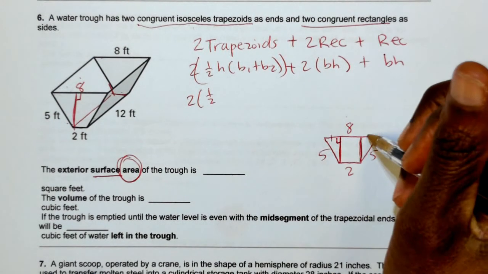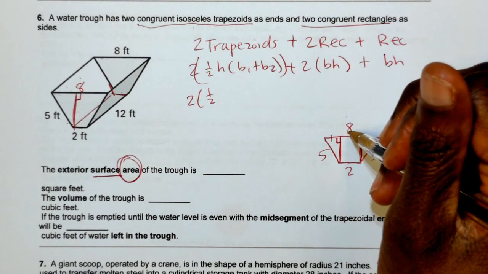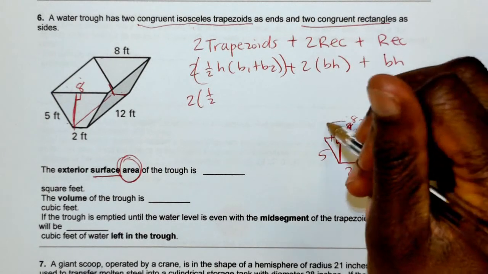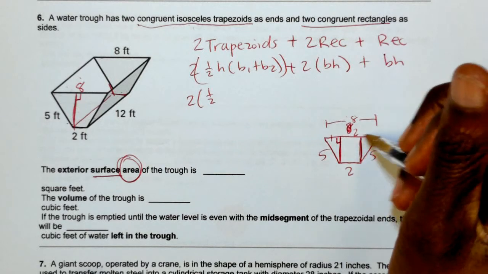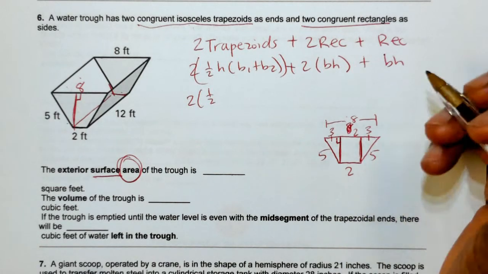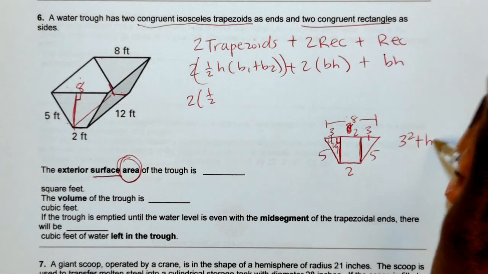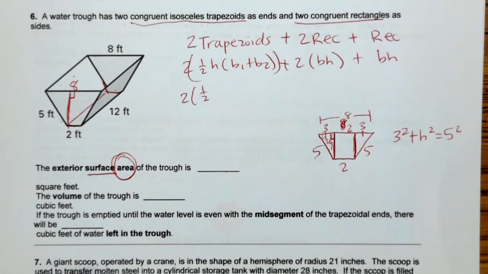So these 2 edges will be the same. So if 8 is the whole thing and 2 is the rectangular piece, then the other two pieces have to be equal. So 8 minus 2 is 6 to split equally, so these are 3. So our Pythagorean theorem would involve 3 squared, h squared, and 5 squared. And the side across from the 90 is the c.